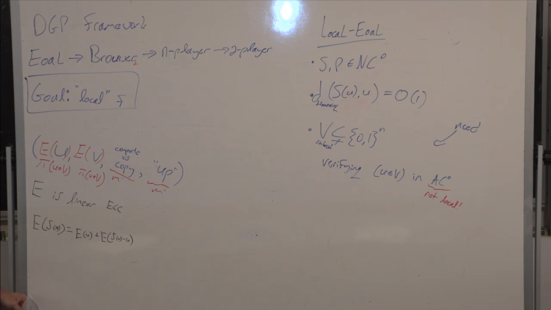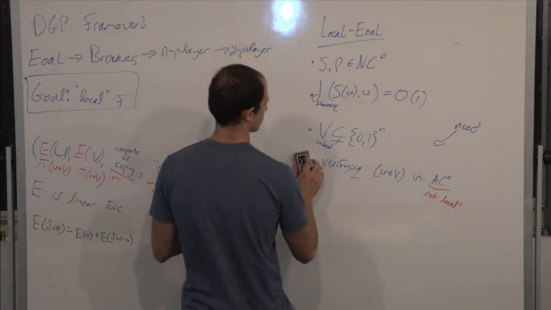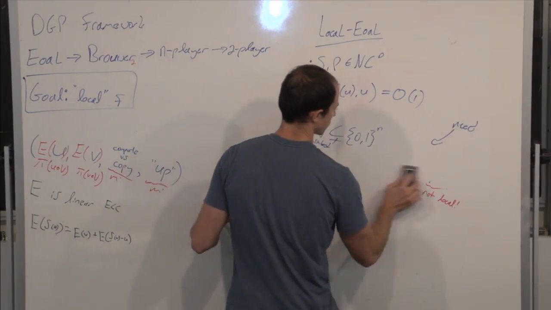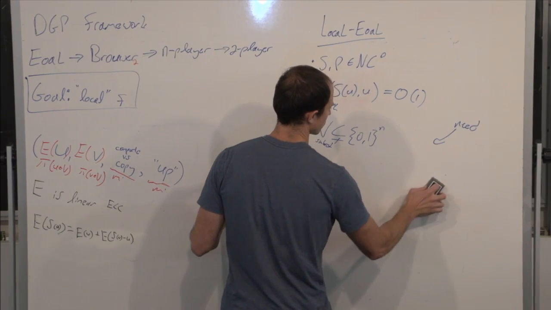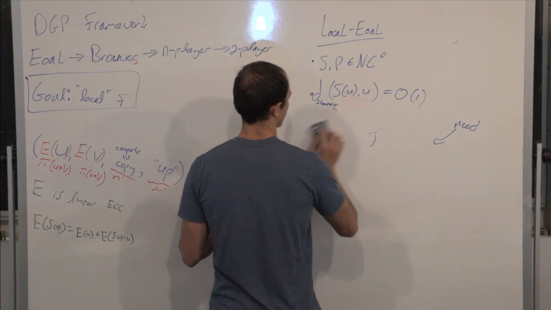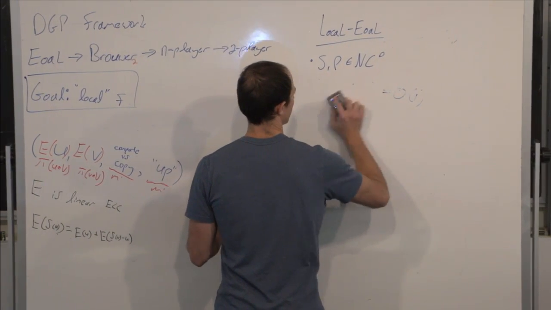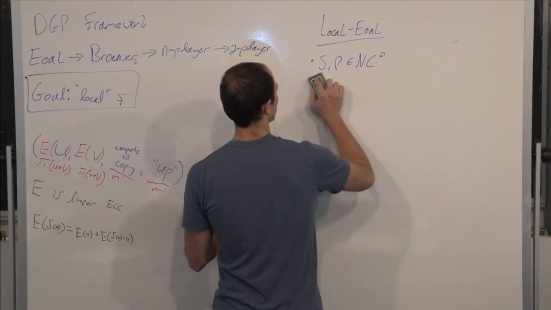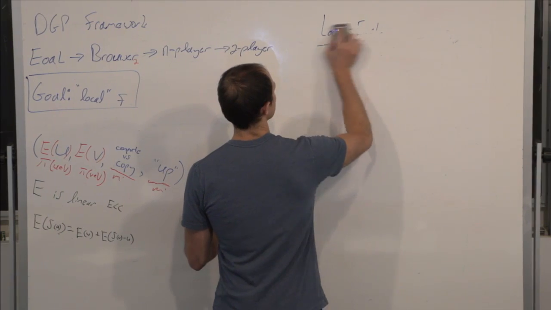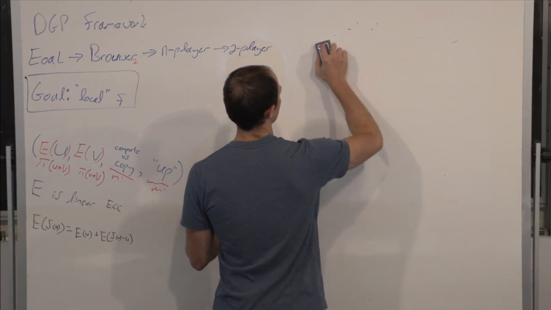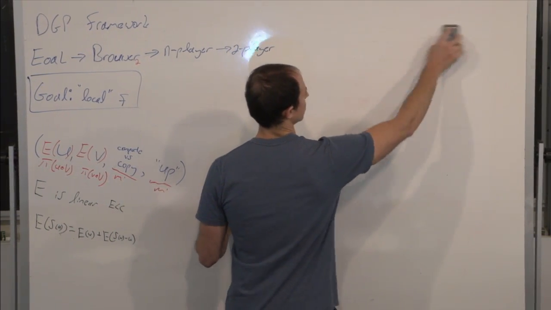Okay, I want to tell you a little bit about the PCPs. How am I doing on time? 40 minutes? Perfect. I'm not going to use it anywhere that's AC0. It might as well be NP.